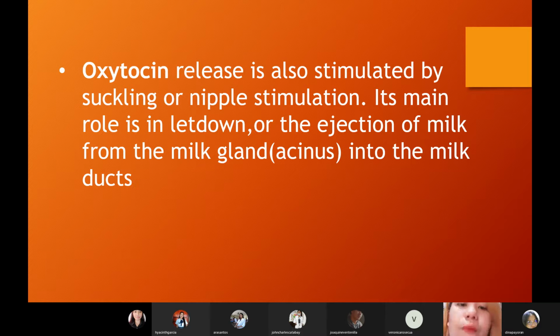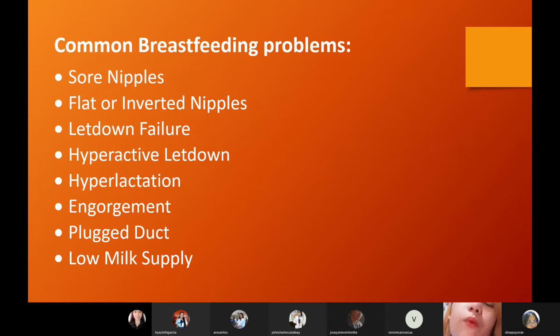So aside from what I said, a breastfeeding mother may also have problems with breastfeeding. Here are the common breastfeeding problems. So we have the sore nipple, flat or inverted nipples, letdown failure, hyperactive letdown, hyperlactation, engorgement, plugged duct, low.